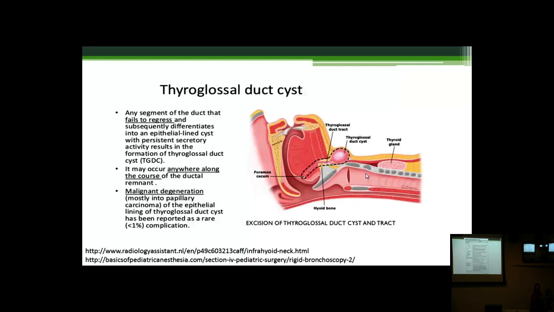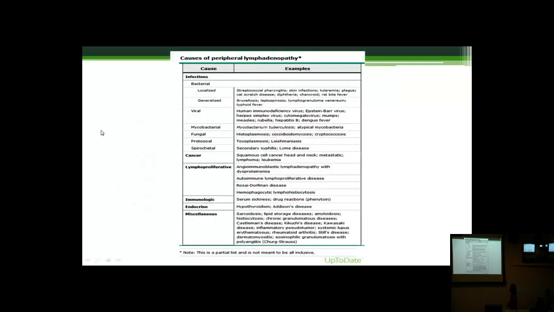Causes of peripheral lymphadenopathy. Okay, so lymphadenopathy is our next section. Obviously there are different causes for why somebody has enlarged lymph nodes: bacterial, viral, infectious processes, obviously cancer, lymphoma, and spread of malignant disease, as well as immune suppression, endocrine disorders, and other conditions such as Kawasaki disease and eosinophilic granulomatosis.